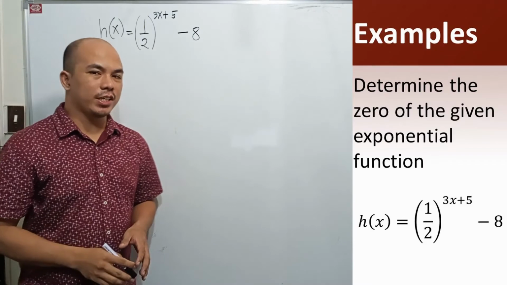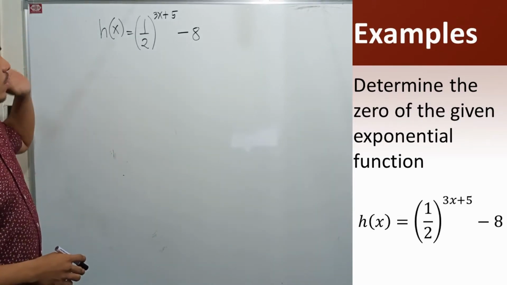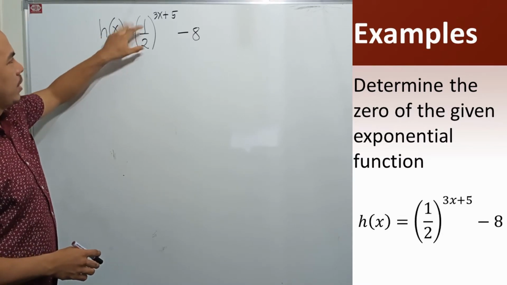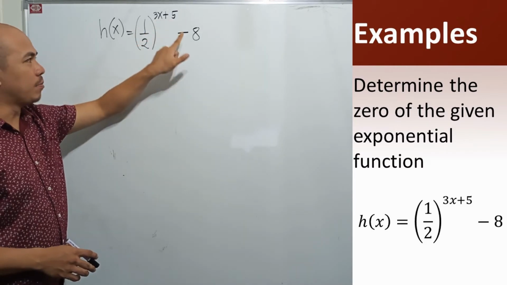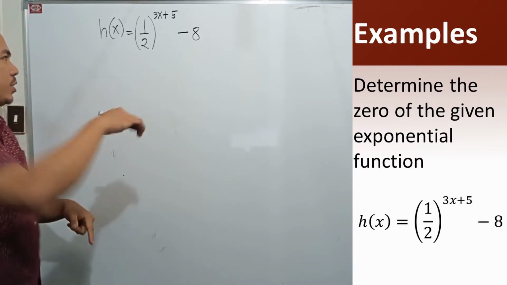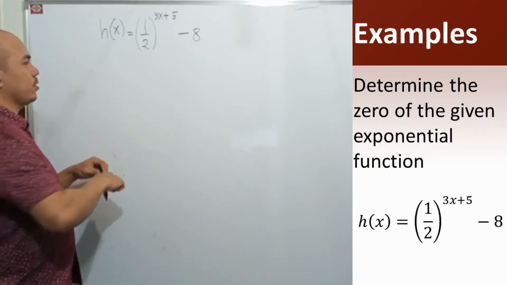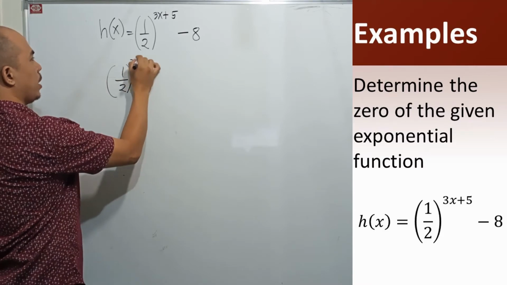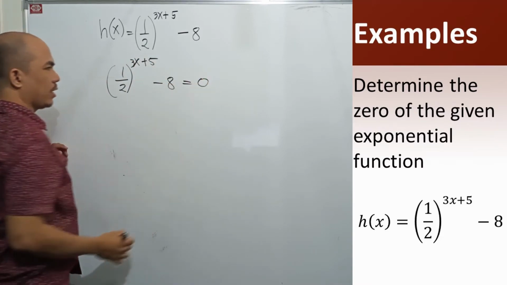Now let's have our third example. Let's say we are asked to determine the zero of our given function h of x is equal to 1/2 raised to 3x plus 5 minus 8. Okay? So ang sabi, to find the zero, we are going to equate our function to 0. So we have 1/2 raised to 3x plus 5 minus 8 equals 0.